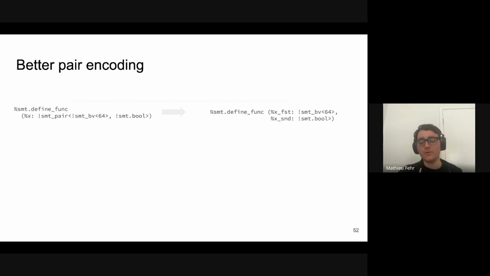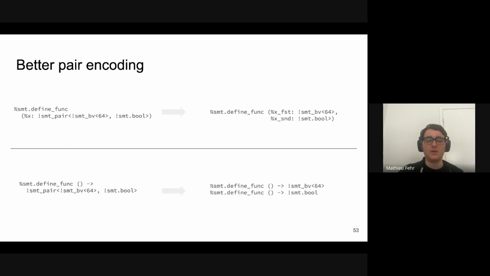One other optimization we can do is not necessarily on the memory lowering, but directly on SMT-LIB itself. If we take, for instance, something that defines a function that takes as input a pair, we can compile it or have a better encoding of it by saying we have a function that takes two inputs.